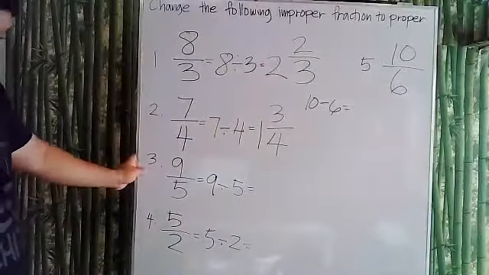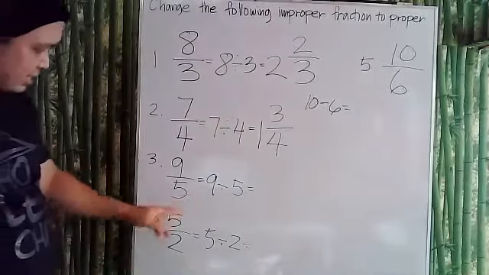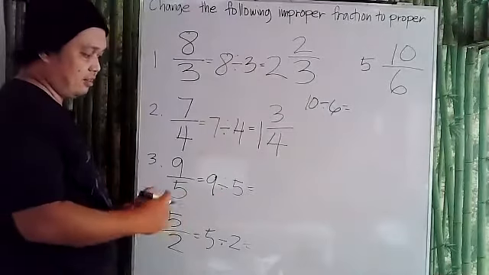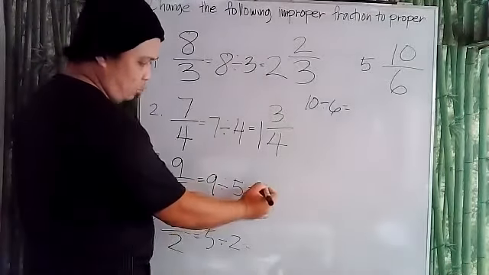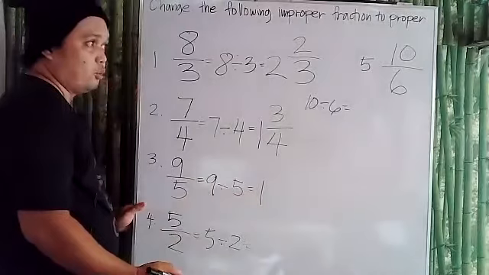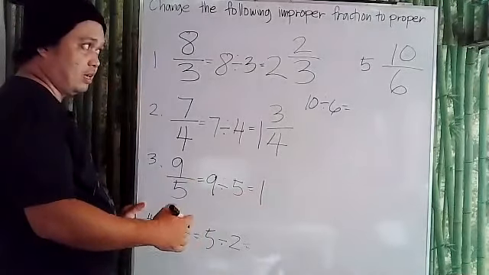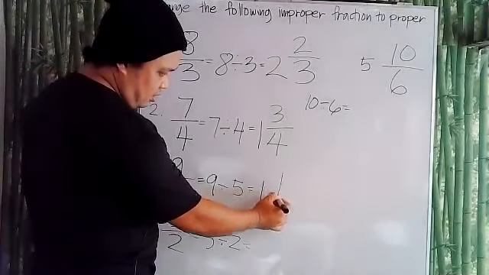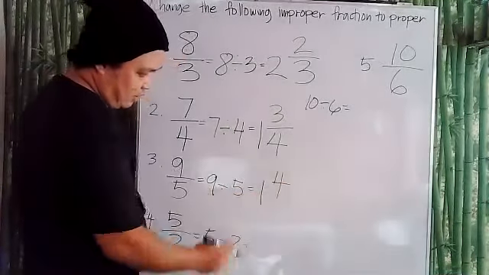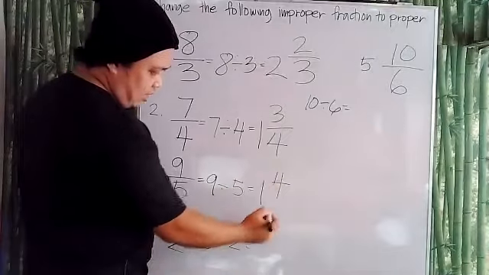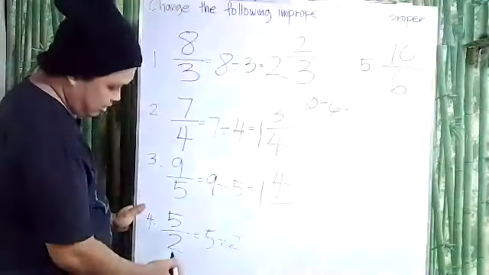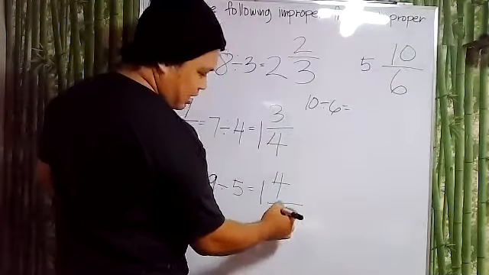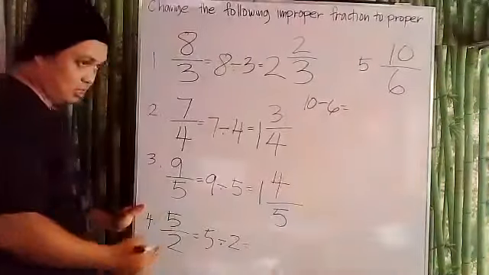Okay, number 3. To answer number 3, we have 9 over 5. That becomes 9 divided by 5. And how many 5s are there in the 9? That's 1, right? We have one 5 in the 9. And the remainder here is 4, because 5 plus 4 is 9. And the numerator is 4, and the denominator here is 5.